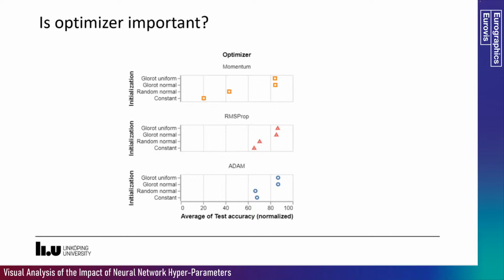So now we move on to the detail view, and we have selected initialization as the primary parameter and focus on the optimizer without any filters applied. We can see that the performance of the momentum optimizer is tightly connected with the initialization scheme. So, having a good initialization scheme seems to be more important than having a good optimizer. With that being said, the more modern optimizers better cope with the poor initialization schemes.